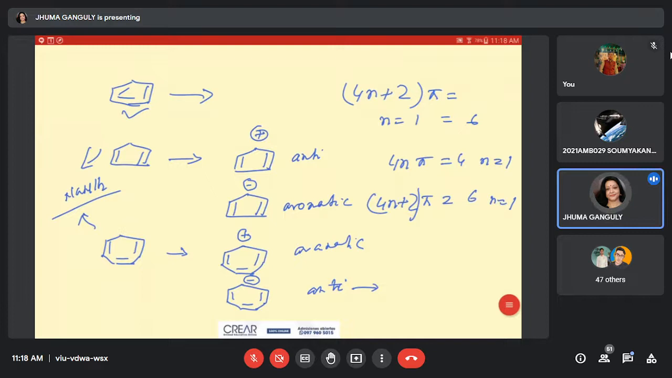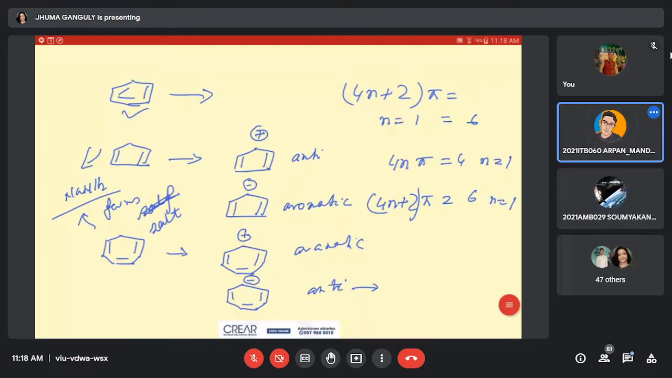The question is: which one forms a salt? Cyclopentadiene or cycloheptatriene? Explain. Cyclopentadiene forms the salt. After conjugation, it is like this way. The cation would be anti-aromatic, but the negative charge is outside and it stabilizes itself, so it becomes aromatic.